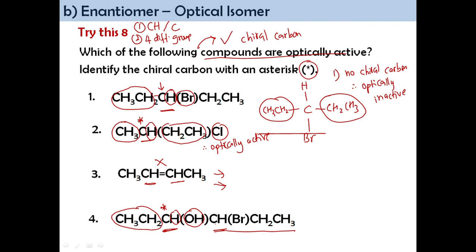And for this one too, it is the same: it is bonded with hydrogen, bromine, CH2CH3 and the whole of this group. So this one also has a chiral carbon. Okay? So, when it has a chiral carbon, therefore, it is optically active. There are 2 more. Okay. So, settle for this one.